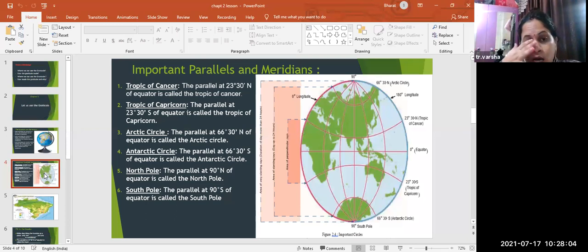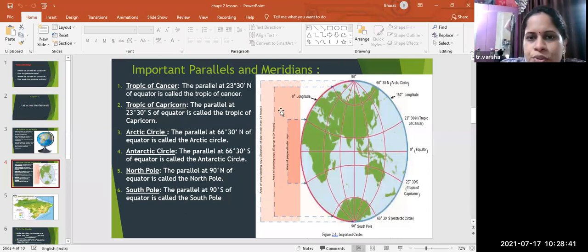Now, here are the important parallels and meridians. These are made because of how the sunlight falls on the earth. These important parallels and meridians have been made by geographers and scientists. Now, the first one is the Tropic of Cancer. The parallel at 23° 30 minutes north of the equator is called the Tropic of Cancer.